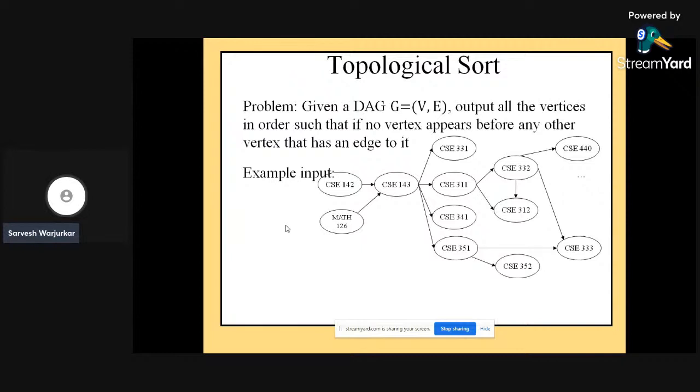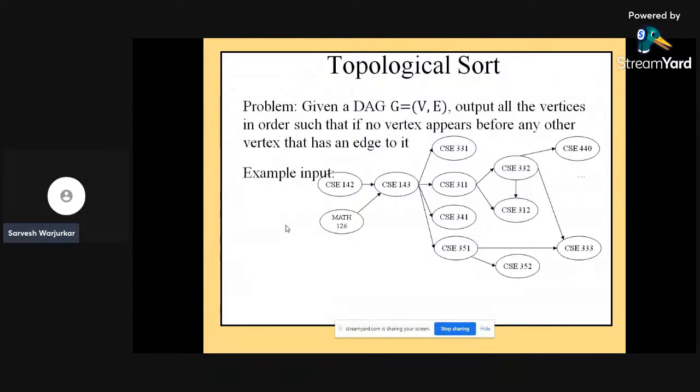Given a DAG, like G of vertices and edges, that graph is nothing but a combination of vertices and edges. We output all the vertices in an order such that no vertex appears before any other vertex that has an edge to it.